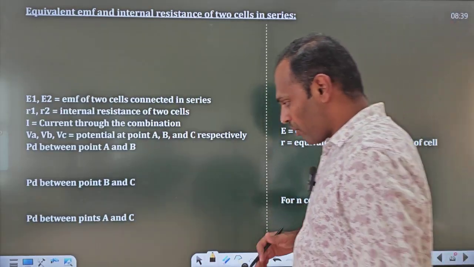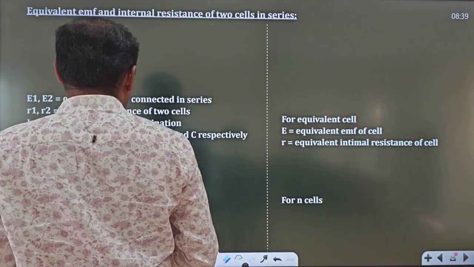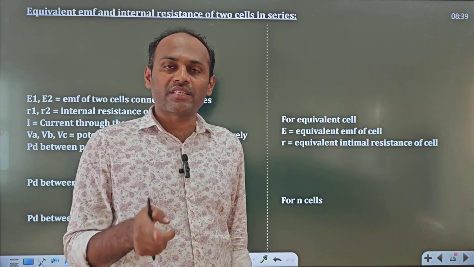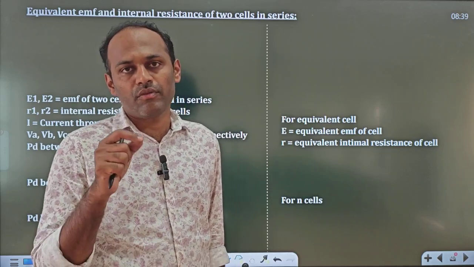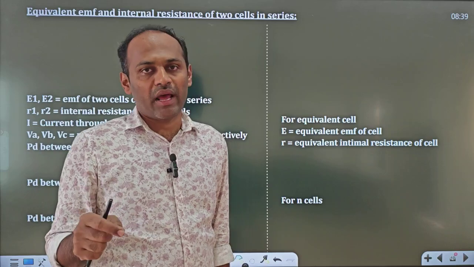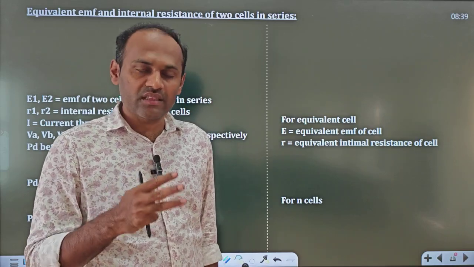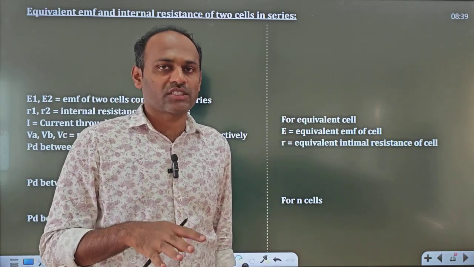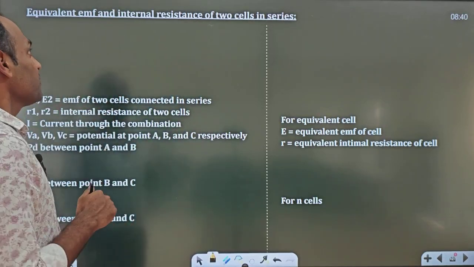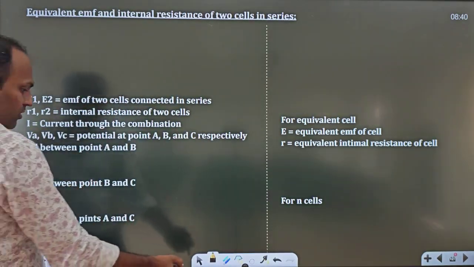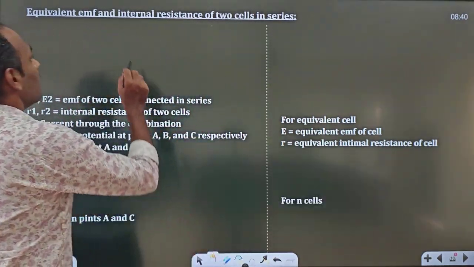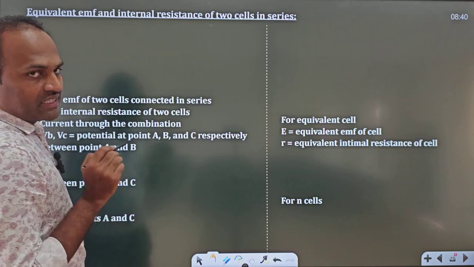See, there are three important 5-mark derivations in this chapter. Those are combination of cells as well as Wheatstone's network. Cells in series and cells in parallel as well as Wheatstone's network. These are the three important derivations which may be asked for 5 marks. So first we'll see about these derivations. Okay, so first derivation is about equivalent EMF and equivalent internal resistance of two cells in series.